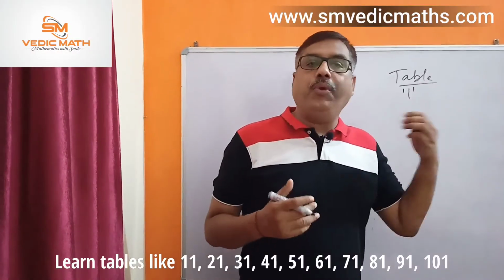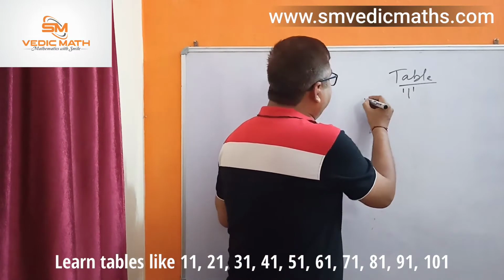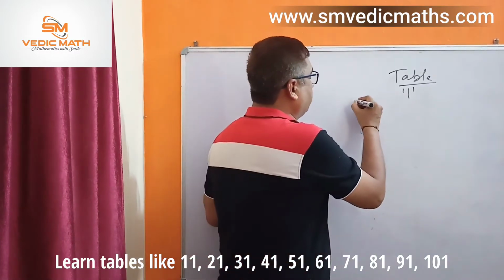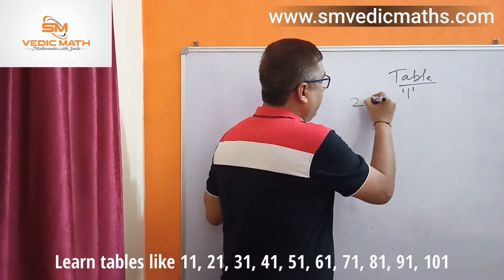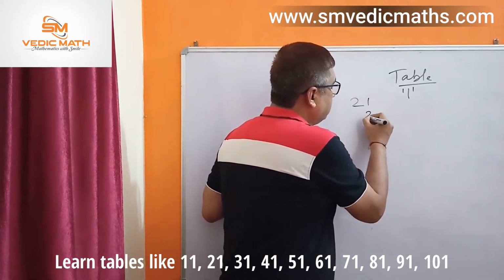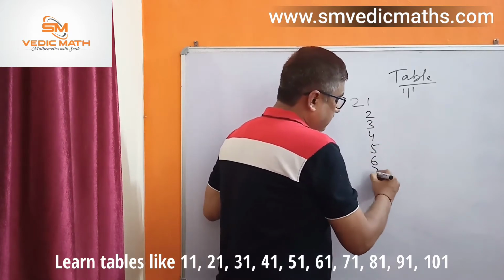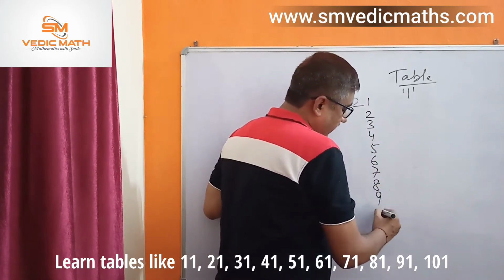In table series, now we'll see how to write a series of 1. So 1 is very, very easy. Suppose you have to write a table of 21. So here, this side you write table of 1. 1, 2, 3, 4, 5, 6, 7, 8, 9 and 10.